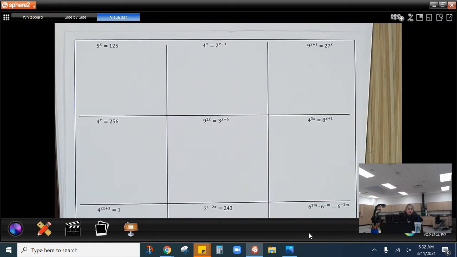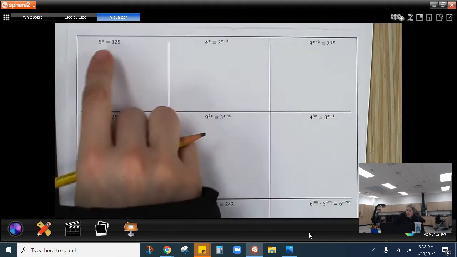All right, so sometimes we'll come across things where we don't have the same bases. If they don't have exactly the same bases, then we can't do anything about it. But there are times when we can rewrite a number so it is the same base. And I'm going to start up here with this one.